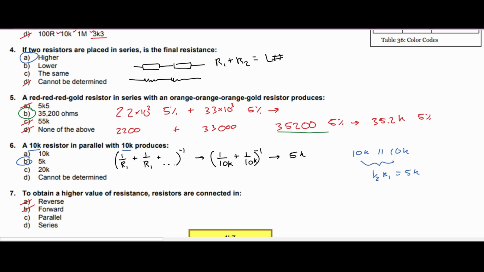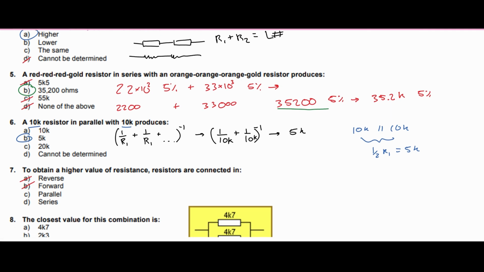If it's in parallel, it's going to be less, and if we want a higher value of resistance, it's going to be more in series. So for 7, we're going to have D as our answer.